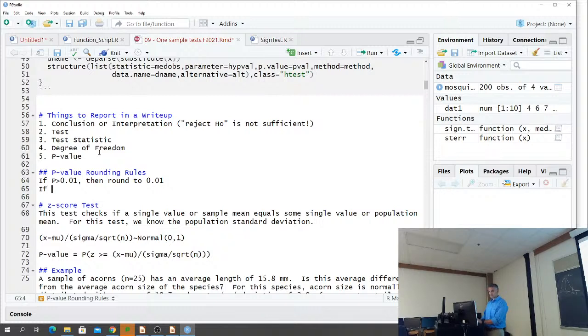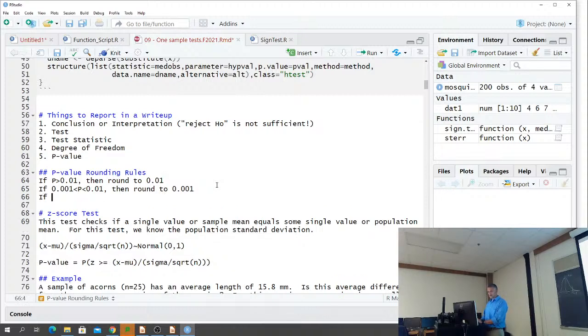If we are between 0.001 and 0.01, then round to 0.001. So kind of between this. If we've got 3 decimal places, but we're not quite at 0.01, we're going to go to 3 decimal places.